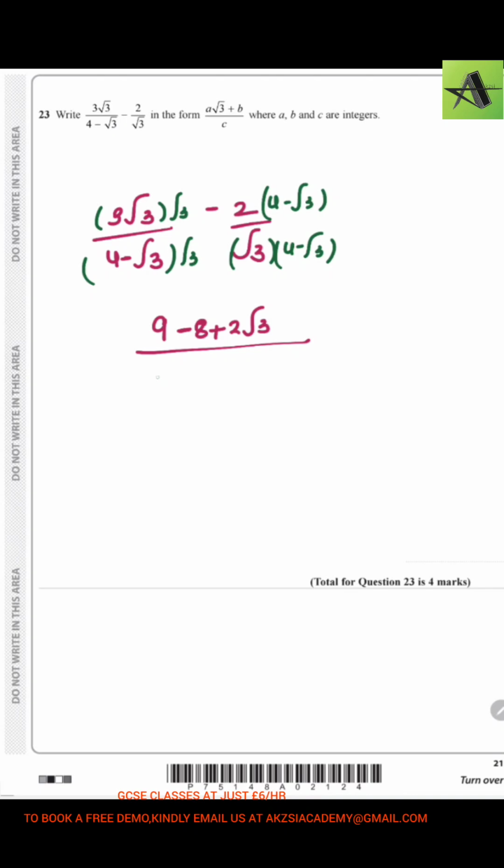And the denominator is root 3 times 4 minus root 3. 9 minus 8 is 1 plus 2 root 3. Expand this, 4 root 3, and root 3 times root 3 is minus 9.